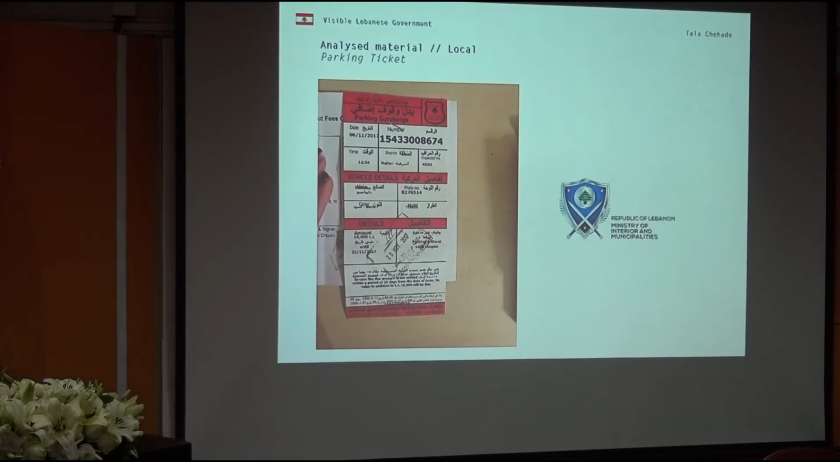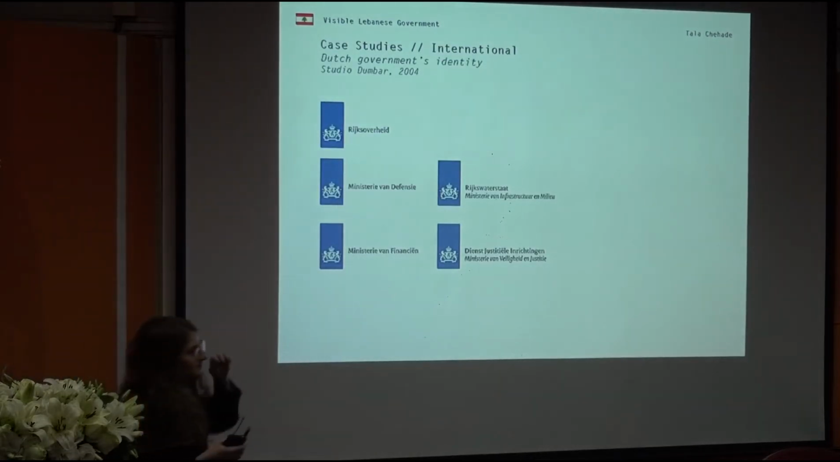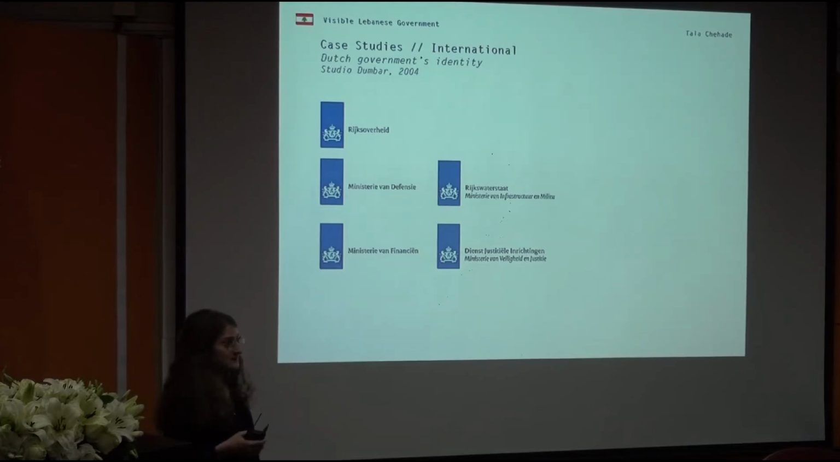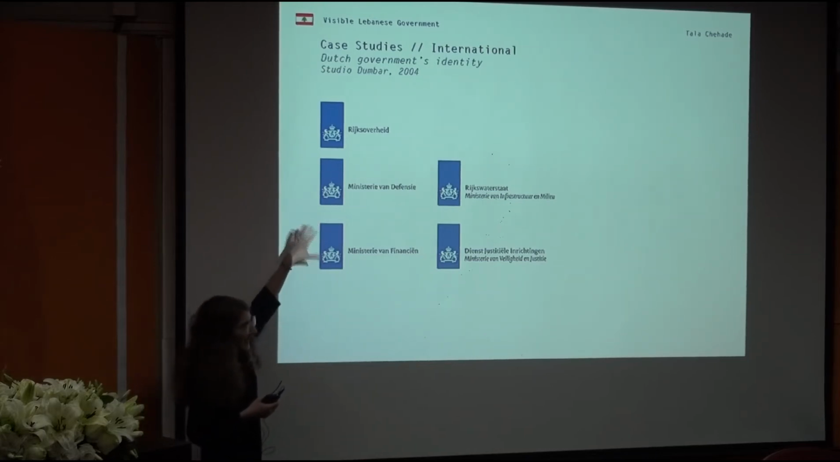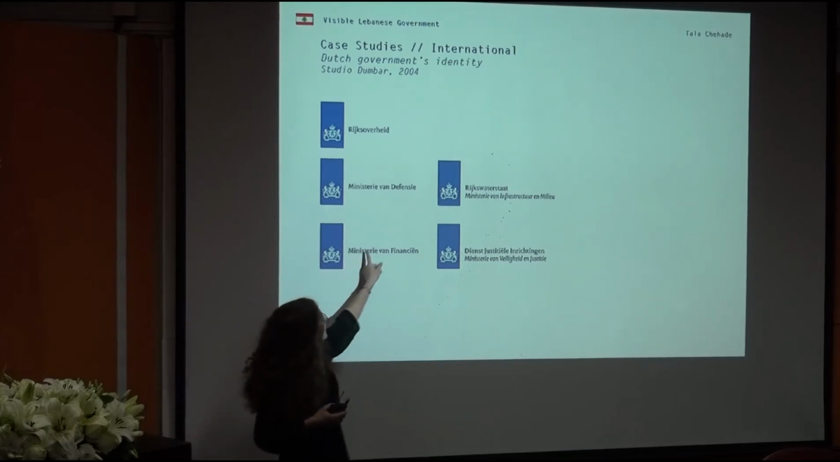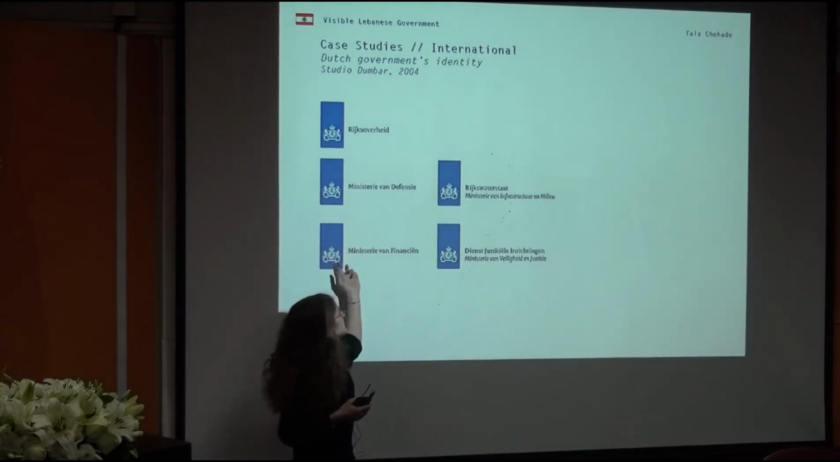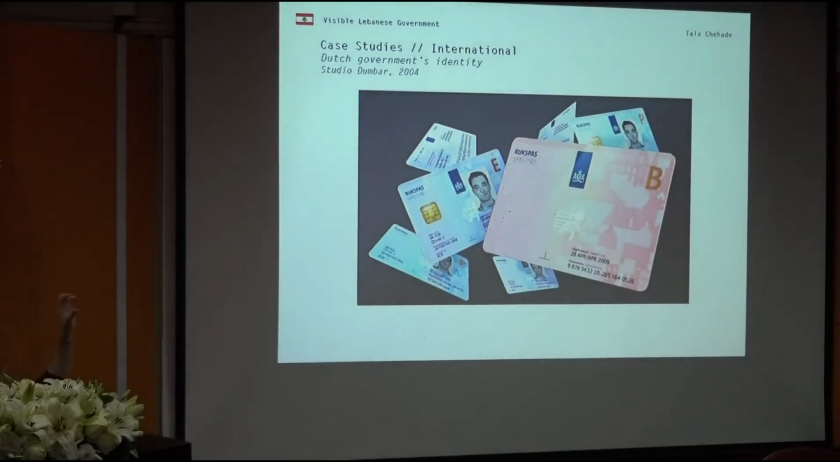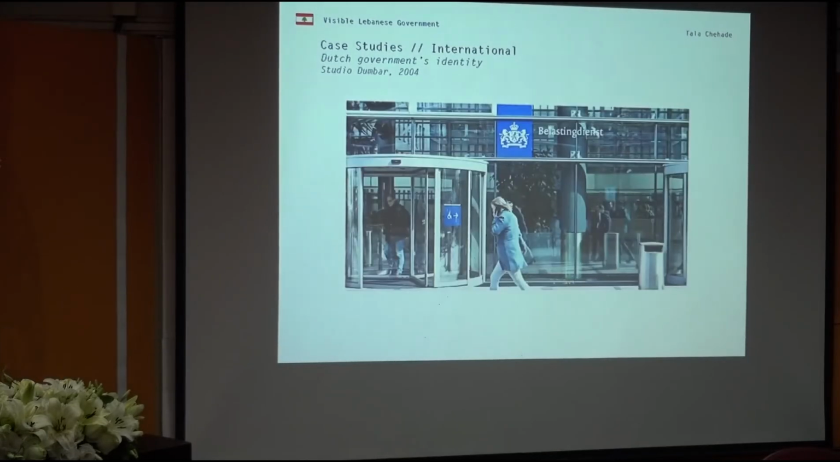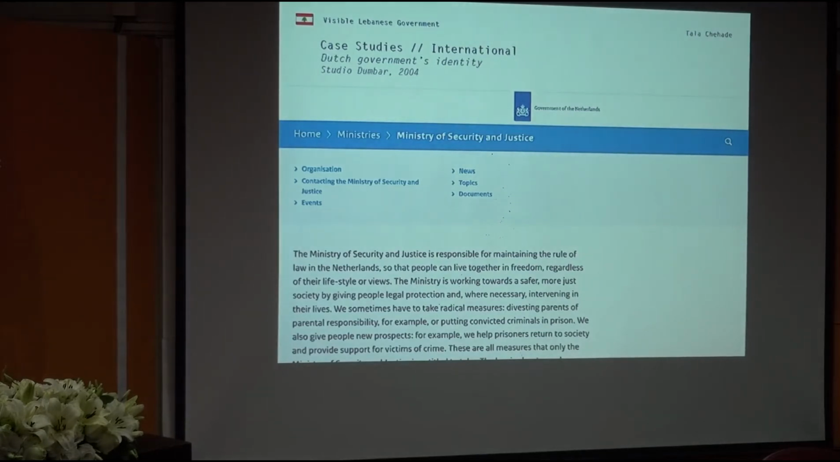So maybe this can be translated into obstructing, kind of hiding where your money goes. Not exactly, but yeah. I did my research on government identities worldwide, and the Dutch government identity marked me the most because it was designed by Studio Dunbar in 2004. They have this constant emblem, and what changes across the identity is just what they write next to it. For example, this is the Ministry of Defense, this is the Ministry of Finance, etc. It is a very unified, very rigid identity. You see the same emblem all over the card, ID, signage, buildings, even on their website.